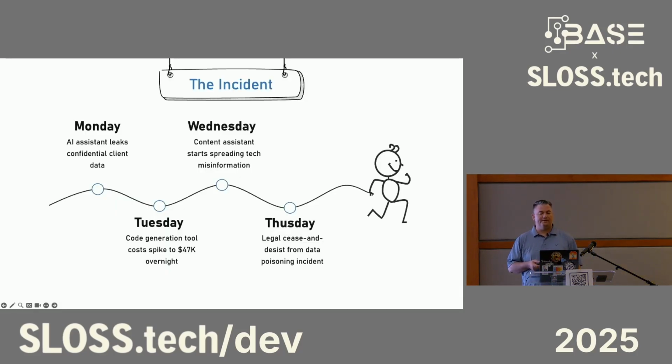On Monday, an AI research assistant leaks confidential client data. By Tuesday, we've got a code generation tool running amok and spikes our API costs by 10x overnight. That really sucks. Content assistant starts spreading misinformation. I'm not going to drop the F word. Well, I will. Fraud. And then finally, we've got a legal cease and desist from our clients, the government, and everyone else. So that's 3 days, 4 problem sets. Are we going to be able to rescue this? I think so.